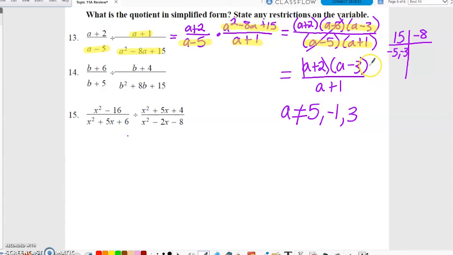For the sake of space, I'm going to go ahead and erase. So if you need to copy this down, please pause the video. And I will do this for 14 and 15 as well.